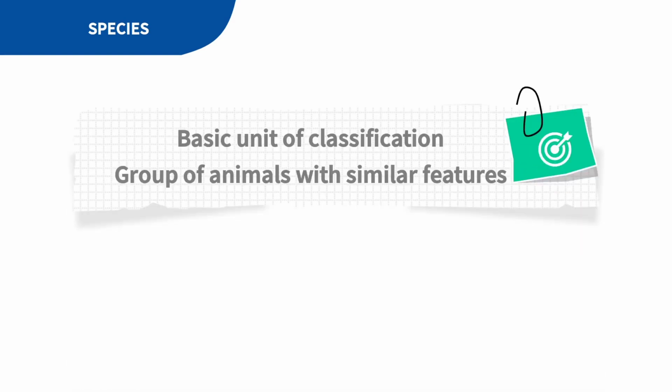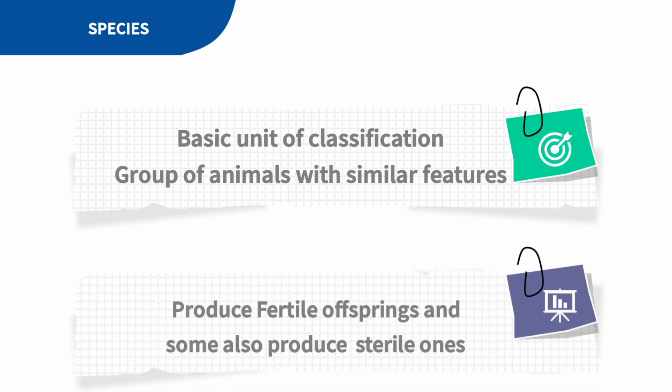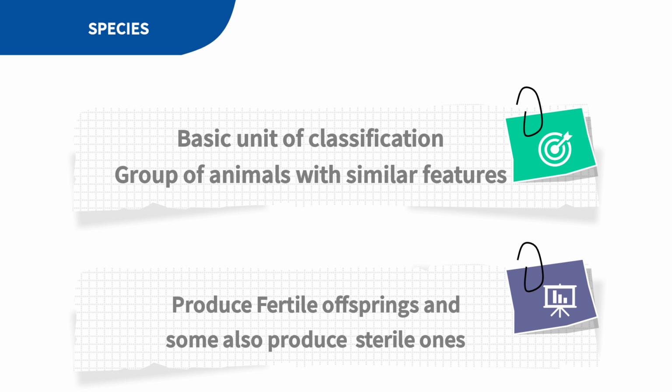Okay, so first one is species. So what is a species? It is the basic unit of classification. Already I have told you it is the first and the foremost basic unit of classification. So group of animals which have similar characteristics or similar features. Okay, some organisms will have same characteristics or similar features, so they will be grouped together into a common species. Okay, they will be together in a common species. So this is what is known as the species. And they also produce fertile offsprings, and some also produce sterile ones.